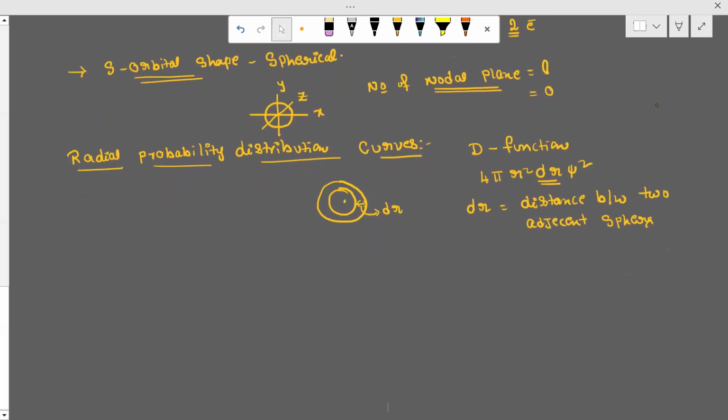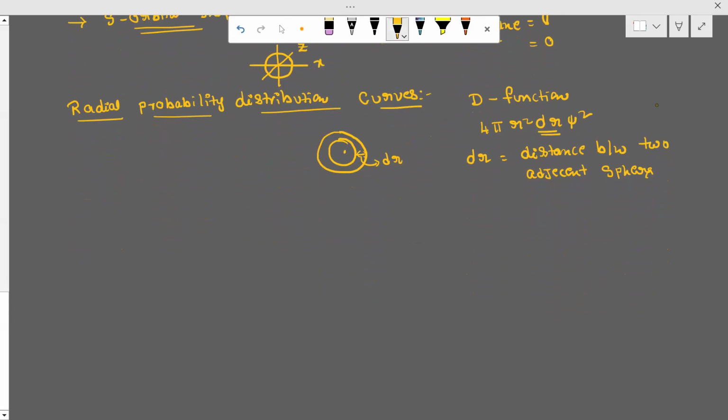Here, how to draw the graph between the D function, distribution function, and the radius. Now take the 1s orbital. The x-axis contains the radius, the distance from the nucleus, and here the D function, 4 pi r square psi square. How to consider the value? Nearer to the nucleus, the electron probability value is equal to 0.